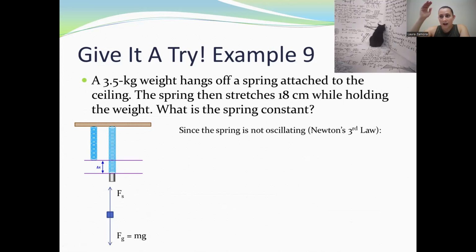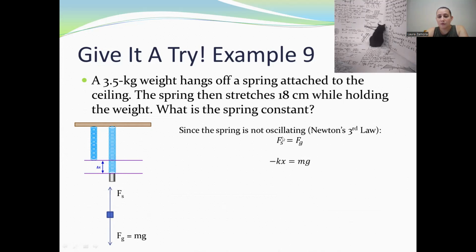This spring is not bouncing up and down, it's just hanging. So we are free to use Newton's third law here and say that these two forces are equal and opposite to each other, because we're maintaining an equilibrium situation. It's allowed to be at rest, is what I mean. So this spring force pointing up is equal in magnitude and opposite in direction to the force of gravity that's pulling down.